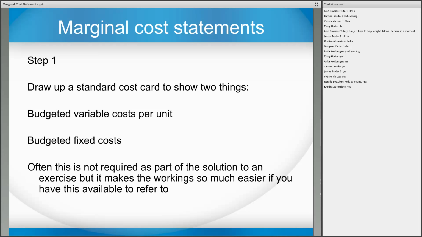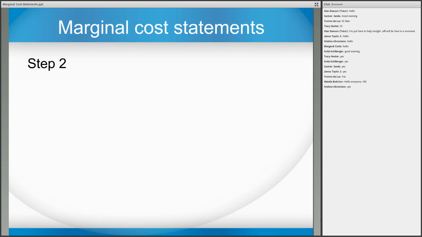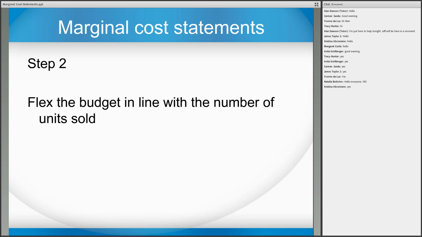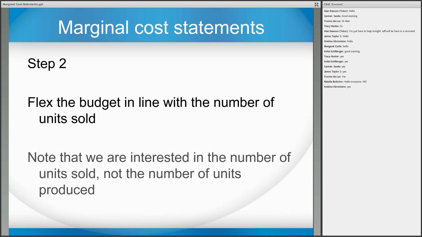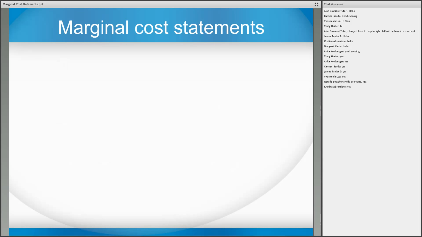Step number 2, using the cost card that you've produced, you flex the budget in line with the number of units sold. So if you intended to produce 1,000 and you sell 1,200, then flex up the budget to that new level. And note that it's the units sold. I've already mentioned we may well have a different amount of production to the actual amount sold, and it's the units sold that we're interested in.